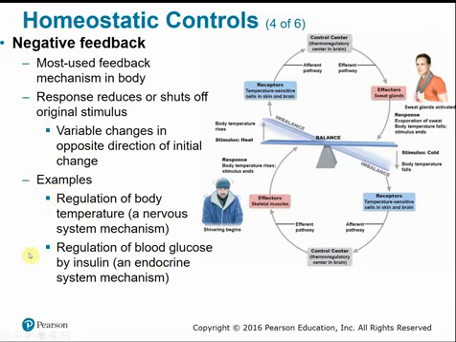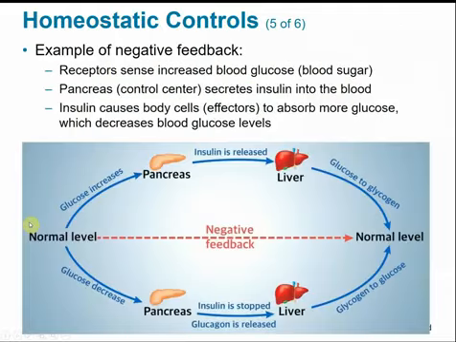Regulation of blood glucose by insulin is another common negative feedback, but this one would be an endocrine system regulated mechanism. So another example of negative feedback, blood glucose levels. So in this case, we're dealing with an endocrine system mechanism. So we have receptors that monitor the blood sugar or the amount of glucose in the blood. The pancreas is the control center in this case. So it's going to detect that glucose has increased. So it detects that increase in glucose and releases insulin.